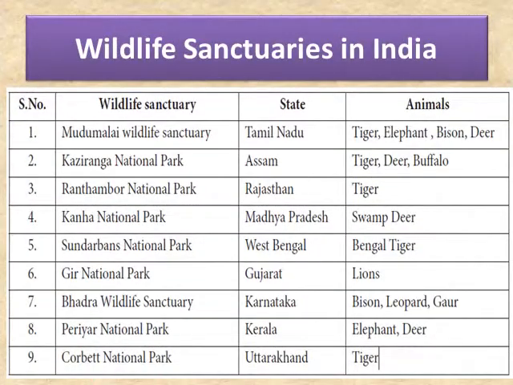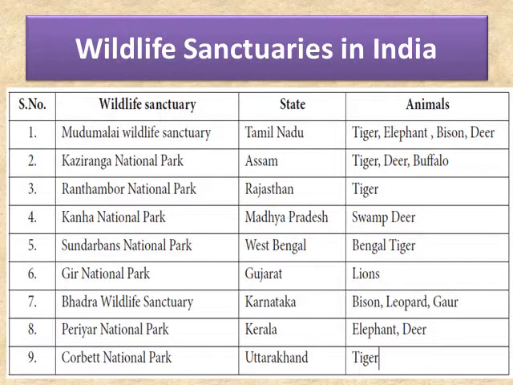Children, let us learn about the various wildlife sanctuaries in India. Mudumalai Wildlife Sanctuary in Tamil Nadu, animals like tiger, elephant, bison, and deer thrive there. In Kaziranga National Park in Assam, you have tiger, deer, and buffalo. The Ranthambore National Park in Rajasthan, the main animal that is being taken care of there is the tiger. Kanha National Park in Madhya Pradesh, swamp deer has a sanctuary. Sundarbans National Park in West Bengal, the Bengal tiger is cared for.